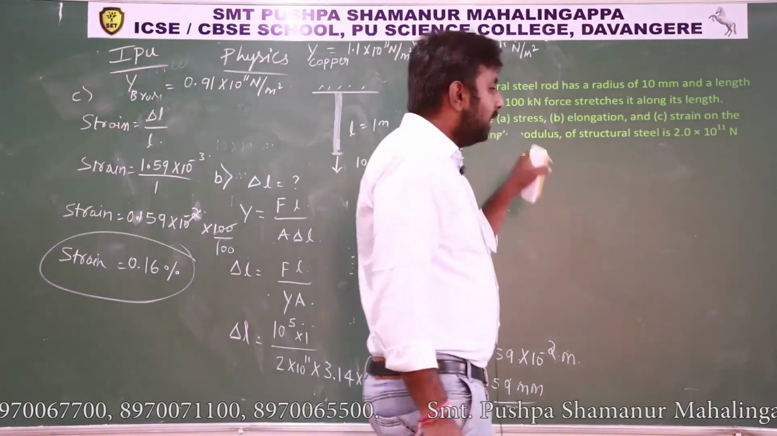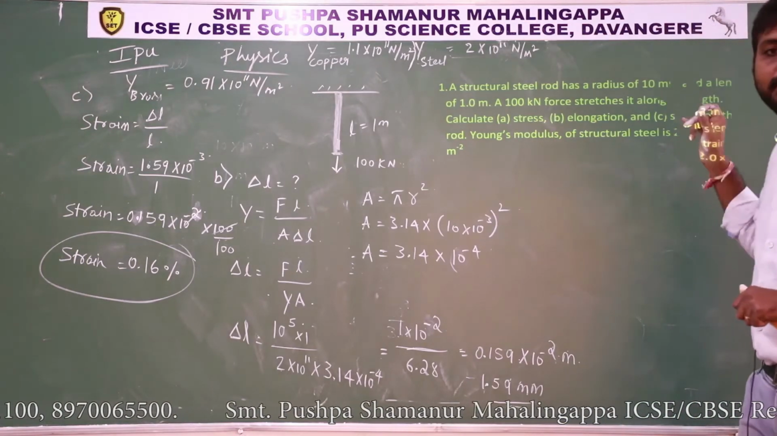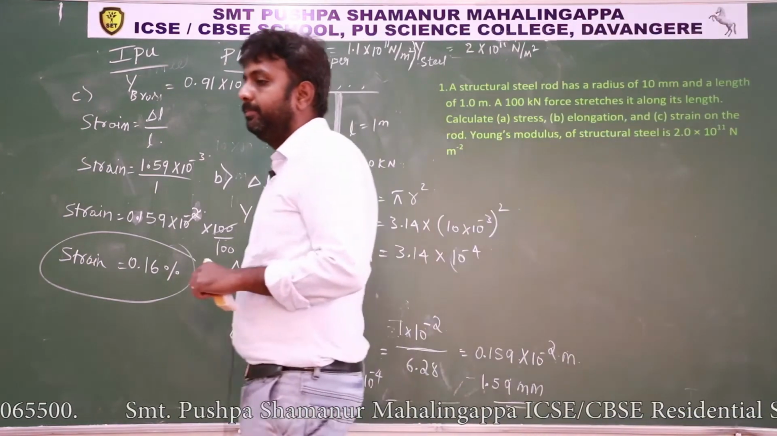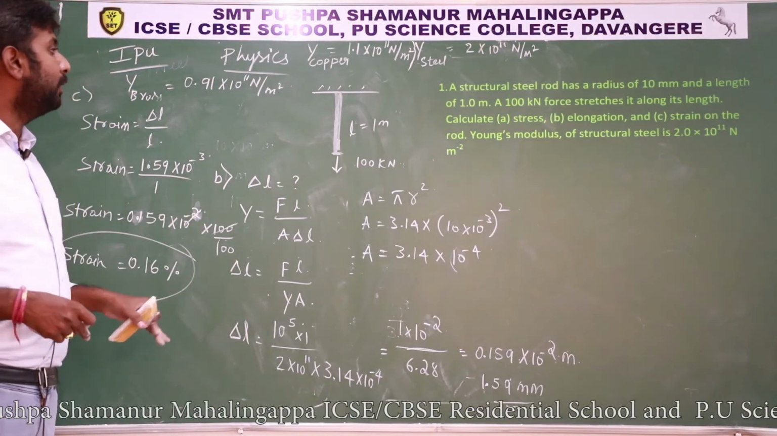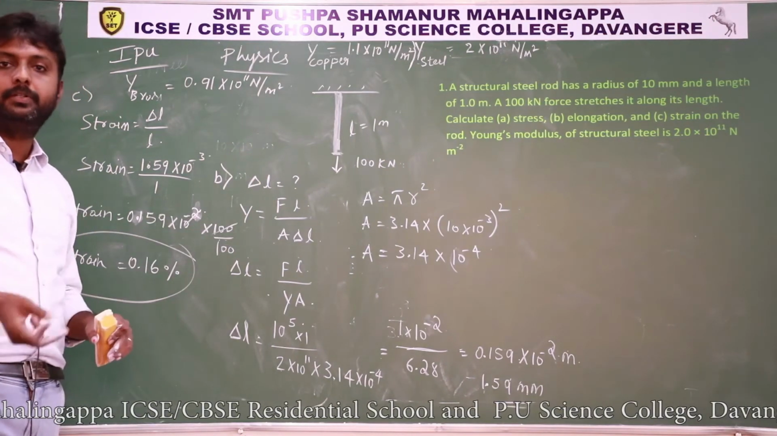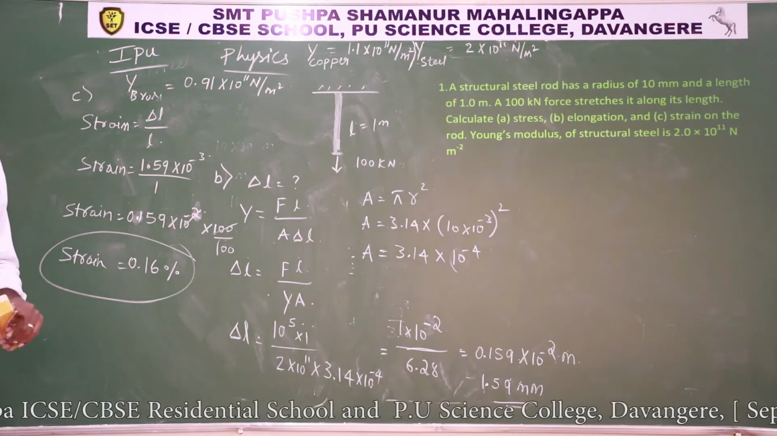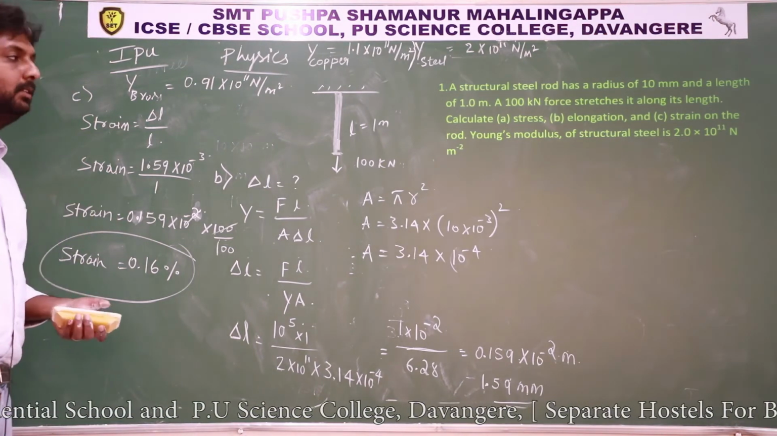So we have calculated stress and elongation and next strain. I hope you understood this problem. So while substituting the values, substitute in SI unit. If it is in the ratio, no need, that will get cancelled.